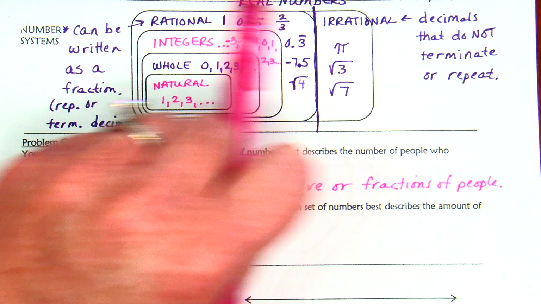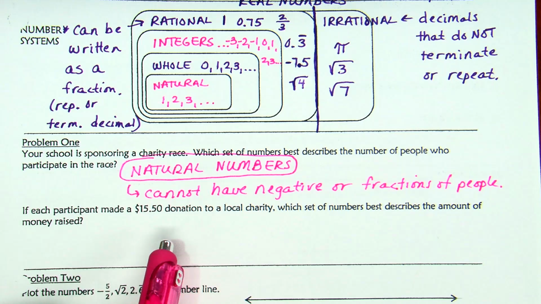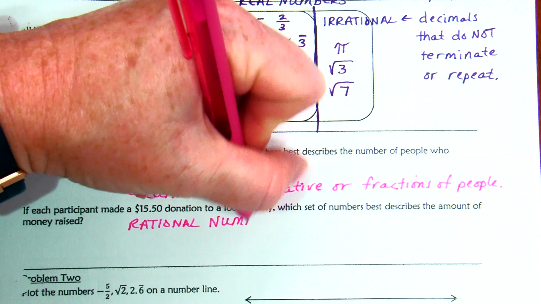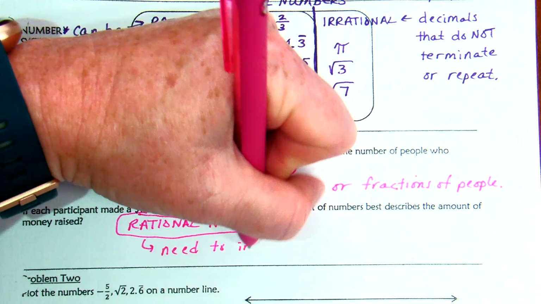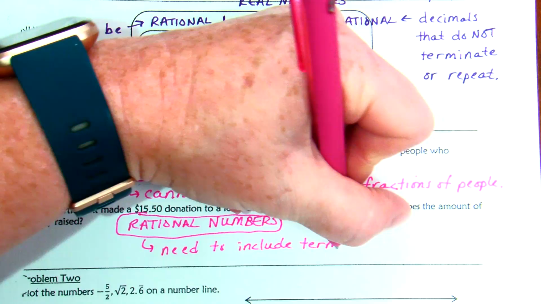Well, 15.50, it terminates, yes? And even if you add more 15.50s, it's still going to terminate somehow or another, isn't it? It's either going to end in 0 or it's going to end in 50. So I would agree with rational numbers. And that's because we need the decimals. I'm going to say need to include terminating decimals.